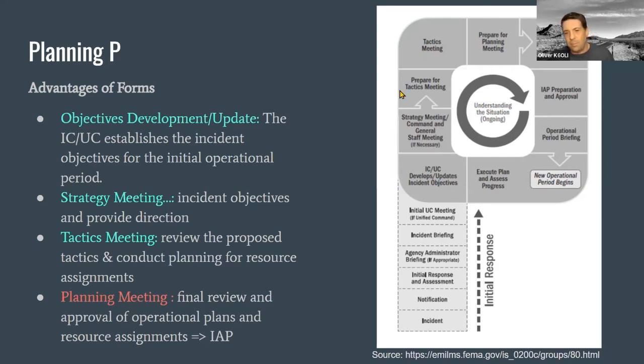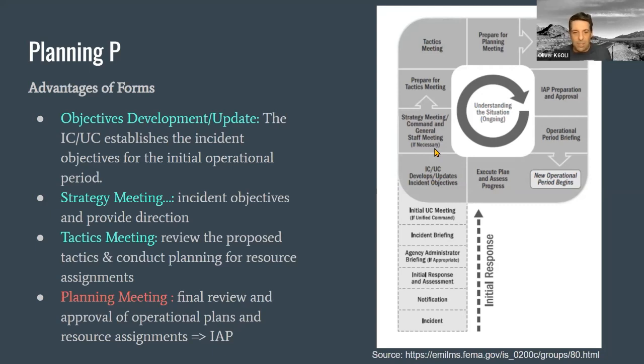The key things to remember here is you always have an objectives development and update part of it. So the incident commander and unified command establish the incident objectives for the initial operational period. And they keep asking themselves, usually in a 12 hour rhythm, are these objectives still valid? Do they need to be adjusted?